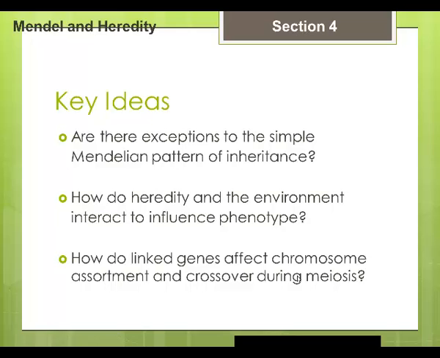And then, how do linked genes affect chromosome assortment and crossover during meiosis? Remember, meiosis is that time where your sex cells are produced, where those cells are split, and we end up with half the number of chromosomes. So meiosis is that stage where we end up producing the sperm cells and the egg cells.